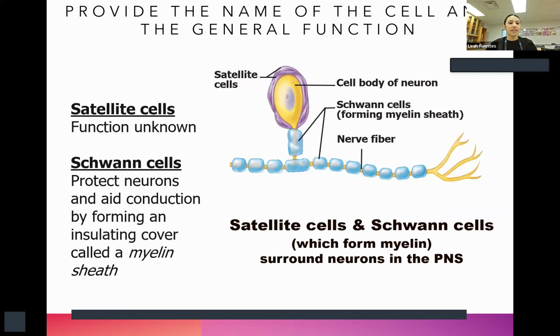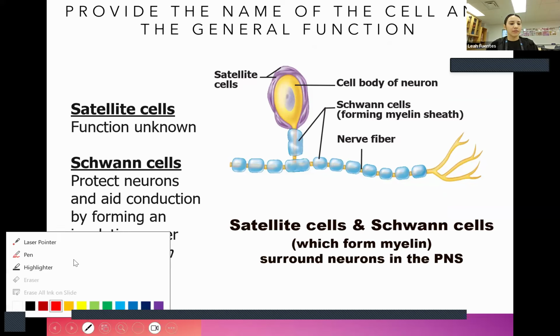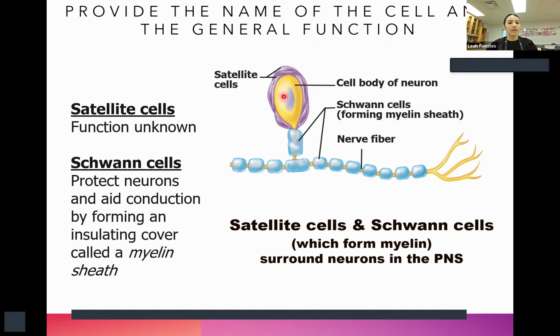Next, we have satellite cells and Schwann cells. These Schwann cells form the myelin and surround the neurons in your peripheral nervous system. The satellite cells, we can see, let's see, up here. And then down here are the Schwann cells. The Schwann cells protect the neurons and aid conduction by forming an insulating cover called a myelin sheath, which is also something that you would have to be able to identify on the big Axon model.